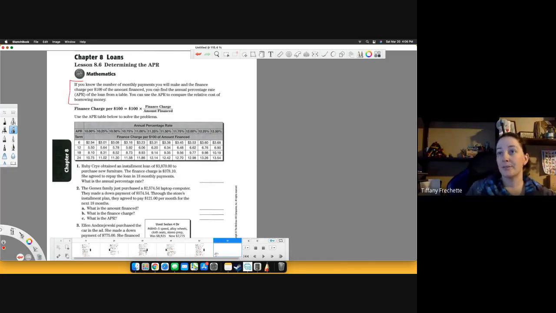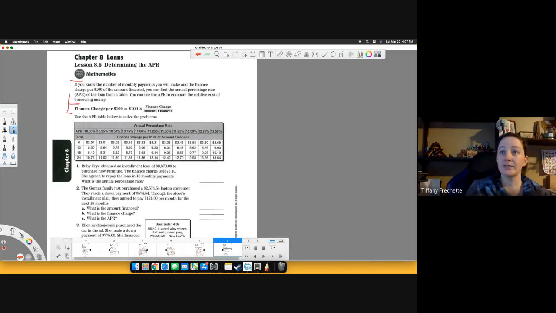If you know the number of monthly payments you will make and the finance charge per $100 of the amount financed, you can find the annual percentage rate, the APR, of the loan from a table. You can use the APR to compare the relative cost of borrowing money. So again, APR is a way for you to look at how much it is costing you to borrow your money. And it's a quick way to compare, if you know what the APR is.